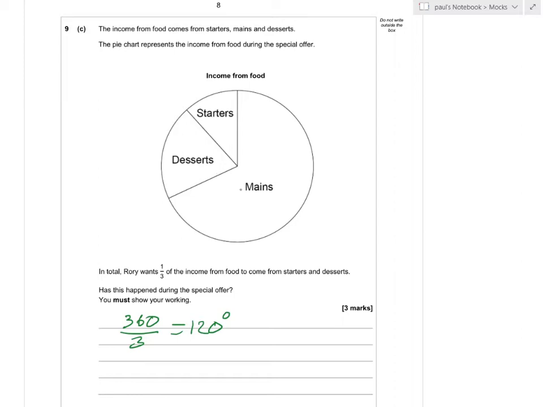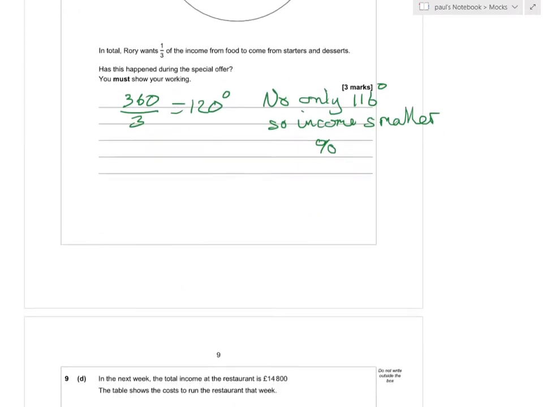So let's see, is that 120 degrees? I'm just measuring on the screen, so bear with me. I know you can't see this. It's 116 degrees. I got that stuck on against the screen now. So I've measured it to be 116 degrees. So no, only 116 degrees. So income is a smaller percentage.